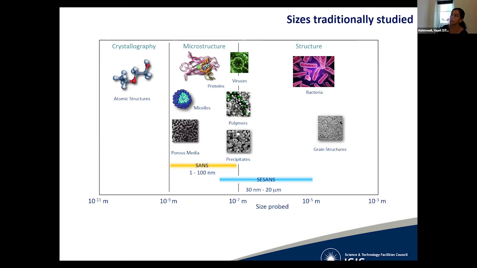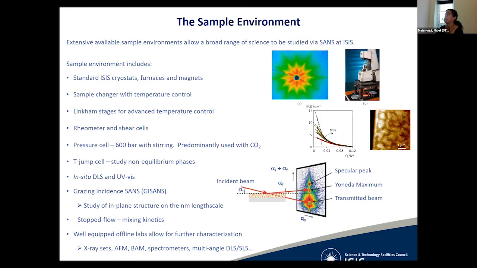But SESANS allows us to look at larger sizes. And as I said, it's between 30 nanometers and 20 microns. But it's a relatively new technique. There are only 2 instruments in the world, so LARMOR at ISIS and another instrument at Delft University in the Netherlands.